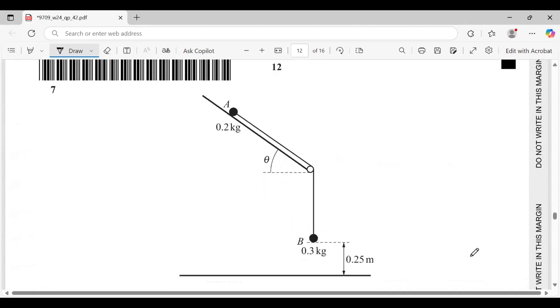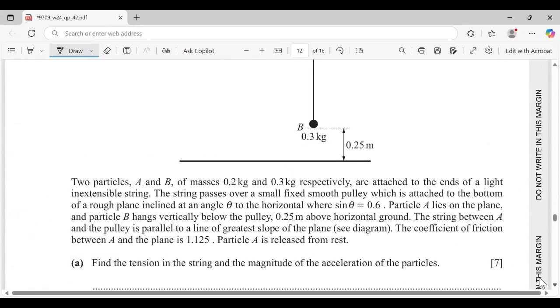Number 7, look at this diagram. A question. Two particles A and B of masses 0.2 kilograms and 0.3 kilograms respectively are attached to the ends of a light inextensible string. The string passes over a small fixed smooth pulley which is attached to the bottom of a rough plane inclined at an angle theta to the horizontal, where sine theta equals 0.6.